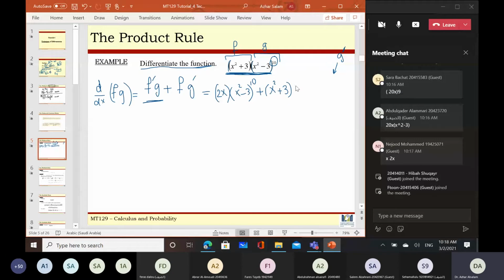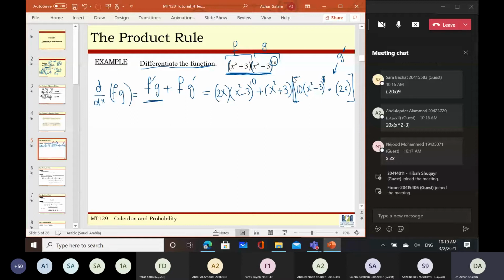Okay, the derivative of g, we said that first I will differentiate the power and the power will be minus 1. Nothing will be changed inside here: (x squared minus 3) all to the power 9. Then multiplied with the derivative of what is inside. Here I have the function g, and what is inside is x squared minus 3, so I will multiply by its derivative, which is 2x. Then I will close this.